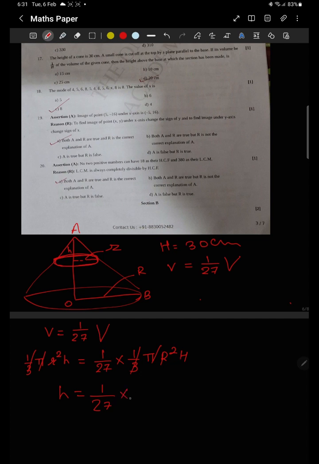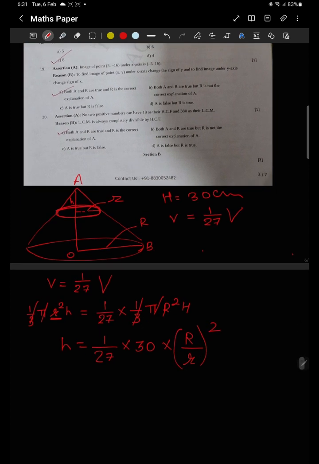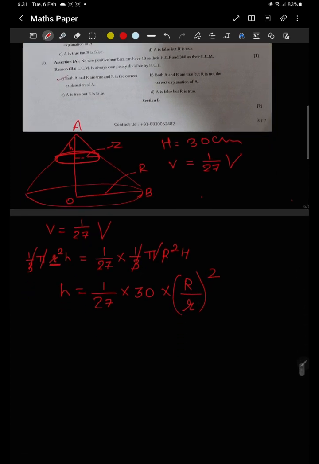H we already know is 30. This is r by, this is in multiplication, while shifted to RHS it will be divided. We have to square both of them. Now, we have to find out the R by r value.